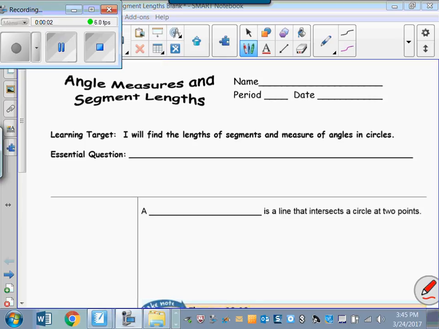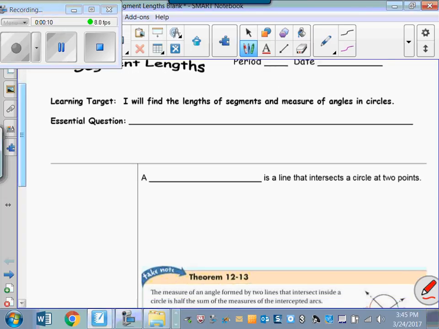Angle measures and segment lengths. I think we only have one new term in this little lesson, and it is the term secant. A secant is a line that intersects a circle at 2 points. So let's see what that looks like.